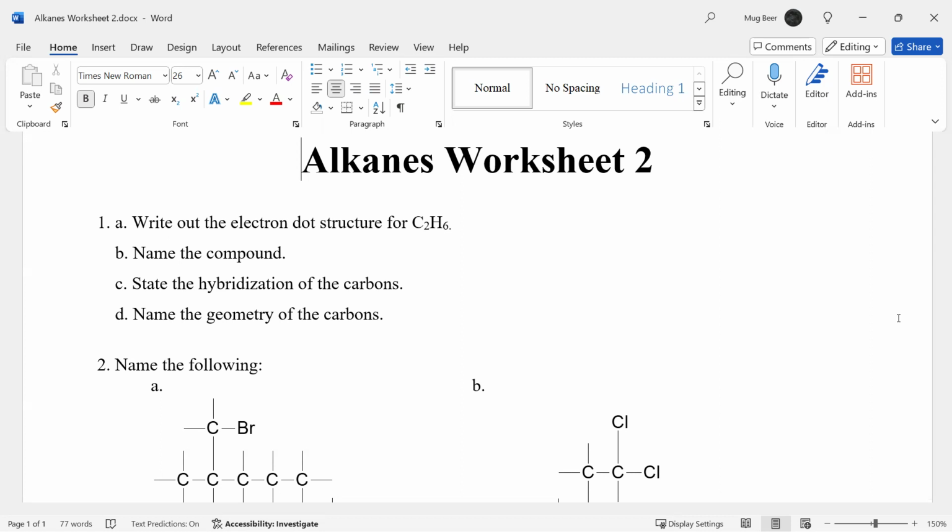Name the compound. State the hybridization. It's sp3, there's 4 single bonds. Maybe the geometry of the carbon is linear. Easy, tetrahedral geometry. Oh, I was about to say, what are you saying? That's tetrahedral. Technically, part of it is tetrahedral, but to each other, they'd be linear.